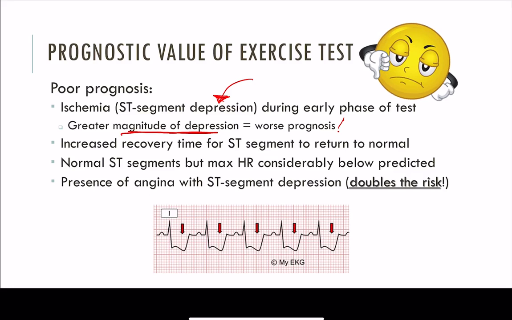They will observe changes in the ST segment, and then they will also look at how long it takes for that segment to come back to normal. The longer it takes, the worse the prognosis. If there aren't any deviations of the ST segment, but the max heart rate achieved is much lower than predicted, that can be very negative for prognosis purposes. And if they have symptoms of angina with ST segment depression, that nearly doubles their risk. So that's a very negative finding.